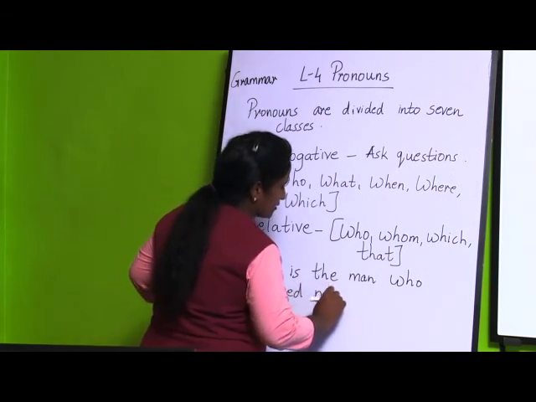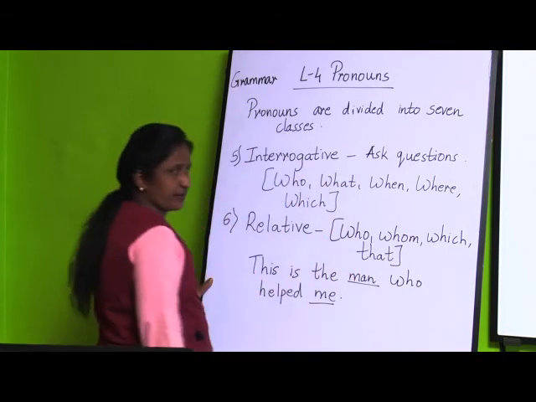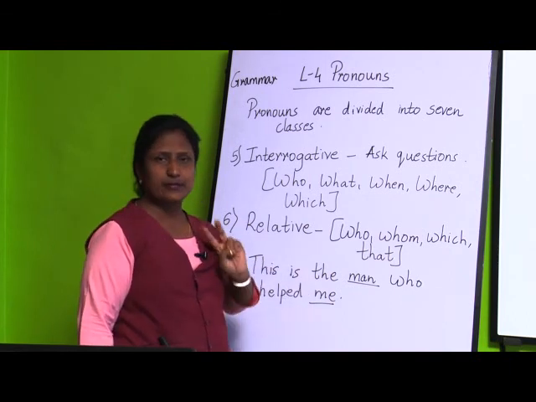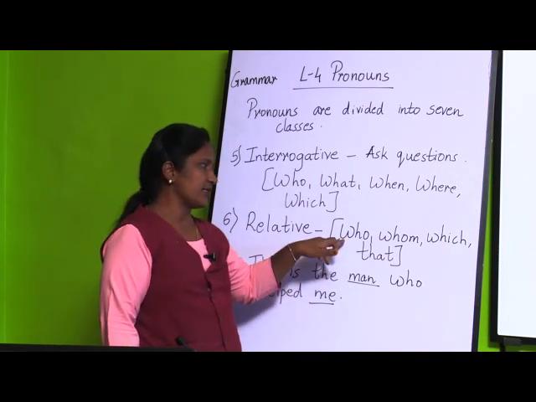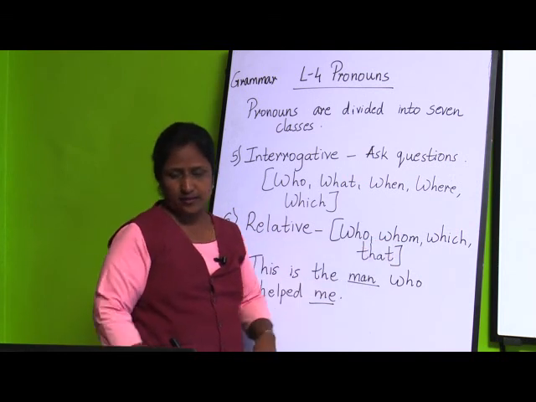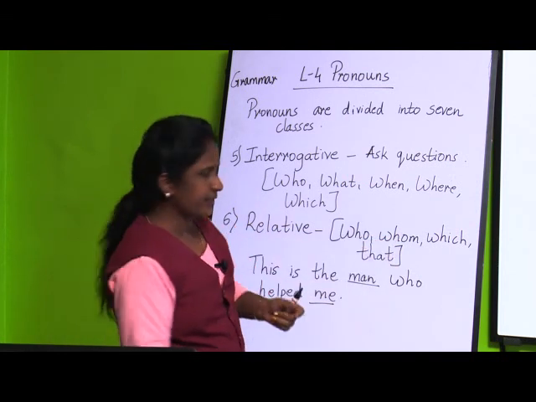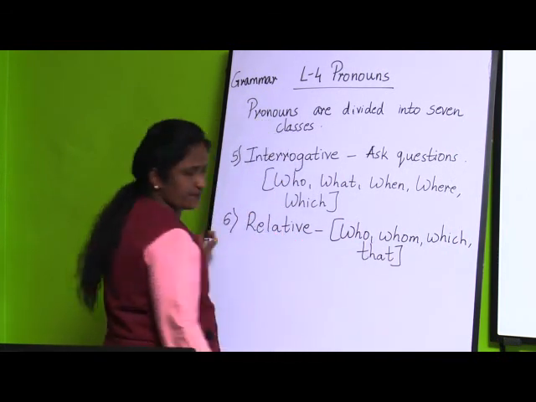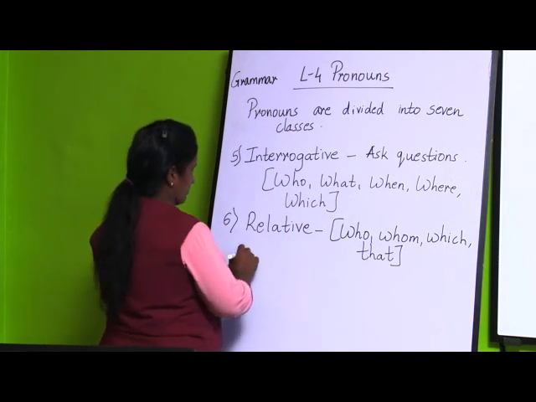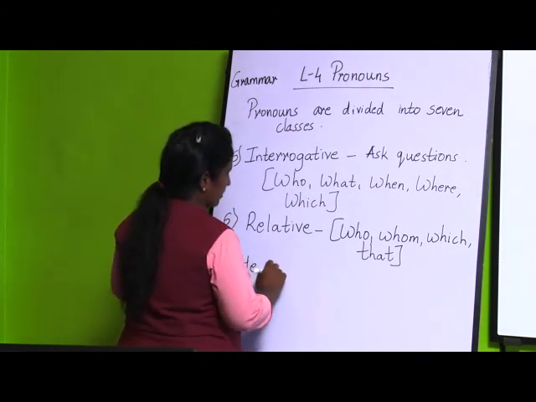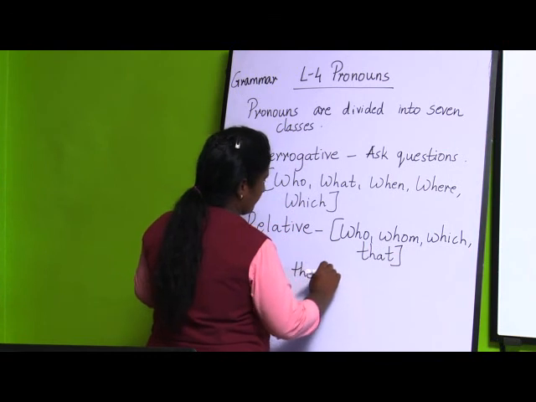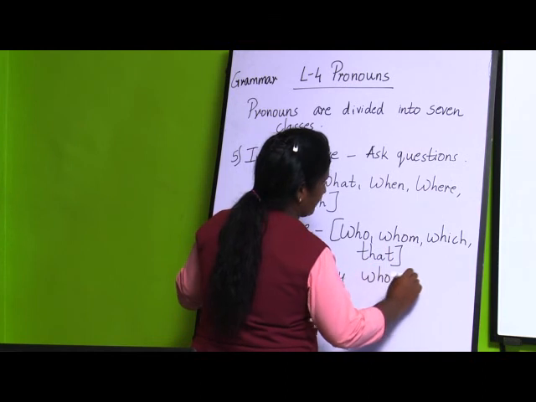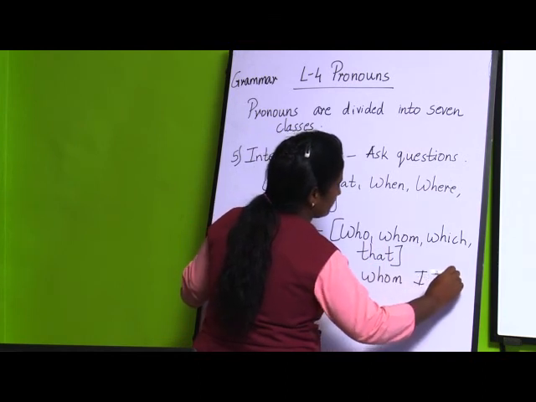Now, we are showing the relation between the man and me. So, when we show the relation between two persons, we use these words like who, whom, which and that. Again, if you take another example, like he is the boy whom I met yesterday.